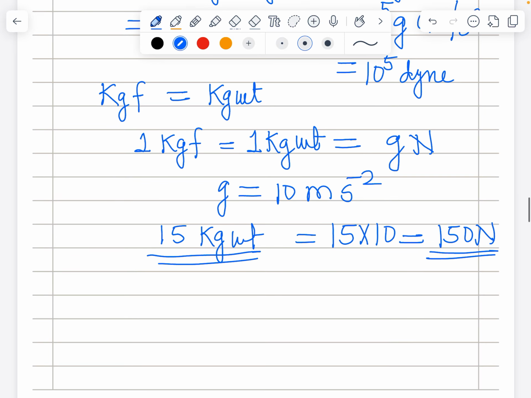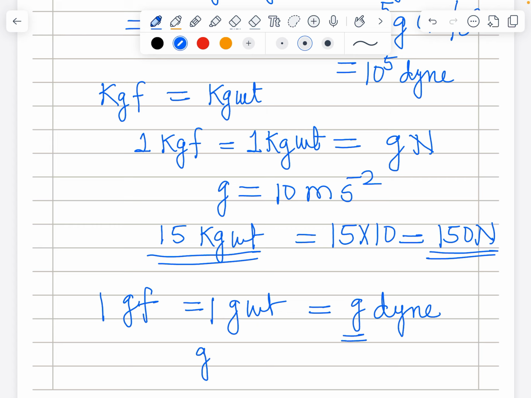Similarly, in CGS system, it is gram force or gram weight. And 1 gram force or 1 gram weight is equal to how many? It is equal to g dyne, and here we will take the value of g in CGS system. In CGS system, it is 980 centimeter per second square, nearly 1000 centimeter per second square. So in the same way you can convert.